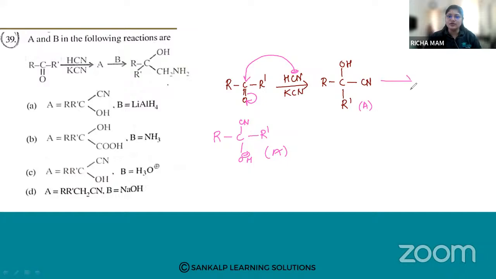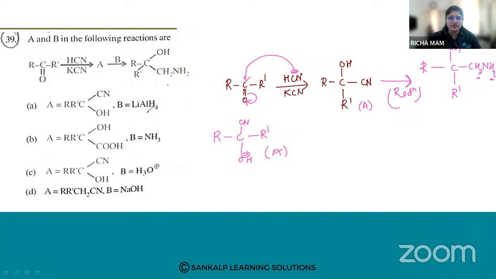Now this A, further, I'm going to treat with B. What is B? They want to know the reagent, since they have already given the product. R, C, OH, the rest is the same. Only your CN has been converted into CH2NH2. So what changes can you see? There is an addition of hydrogen, which means it is undergoing reduction. So I have to use a reducing agent.